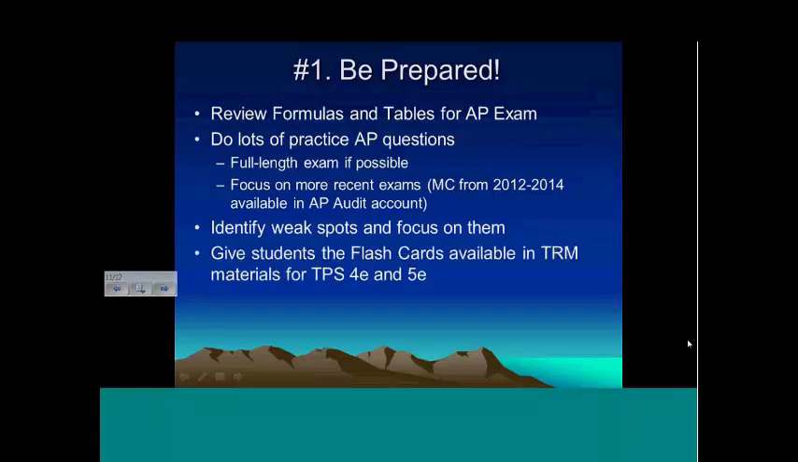And then the last thing for preparing students is to give them a set of flashcards that we have available in the teacher's resource materials for both TPS 4E and 5E. For TPS 4E users, they're in the binder at the very back. For 5E users, there's no print binder anymore, but if you have the teacher's resource flash drive, if you look in the Chapter 12 folder for the teacher's resource materials, you'll see a PDF of the flashcards there.